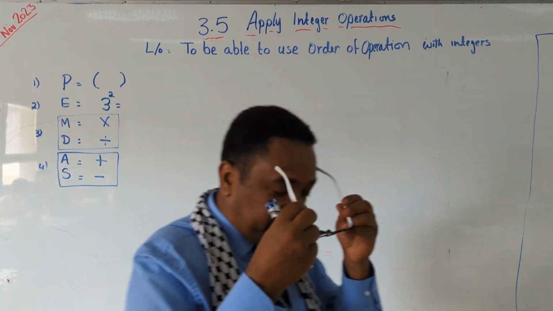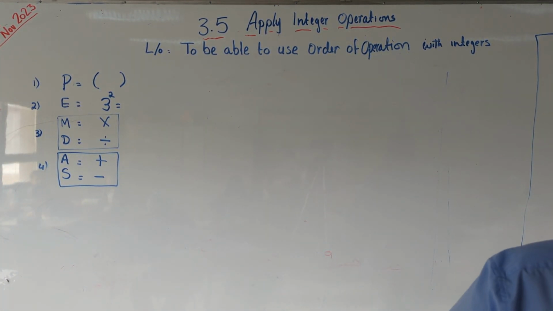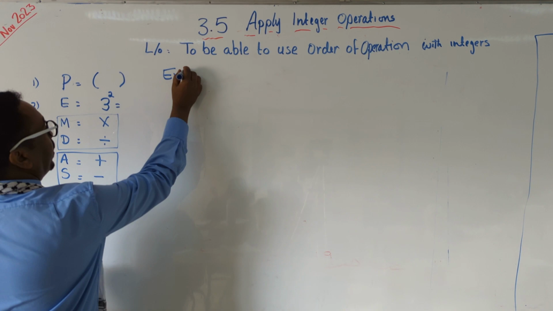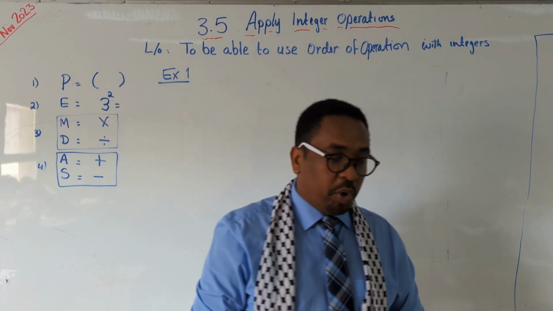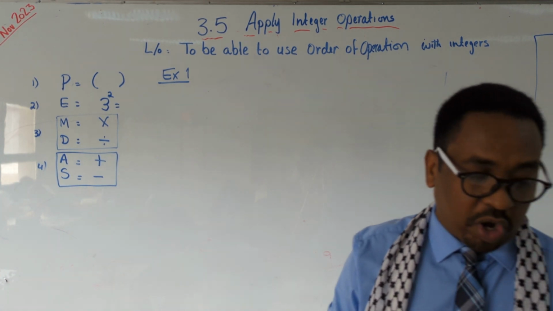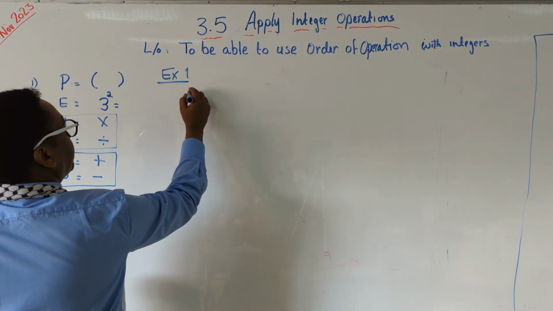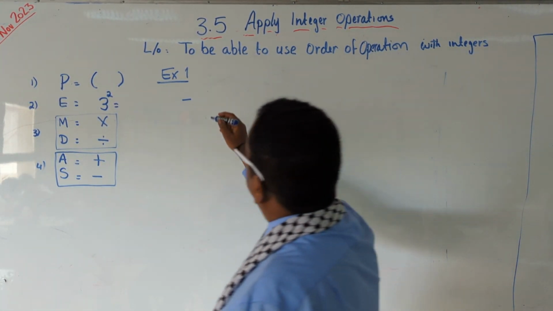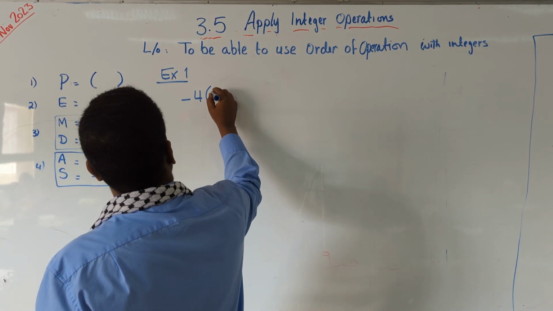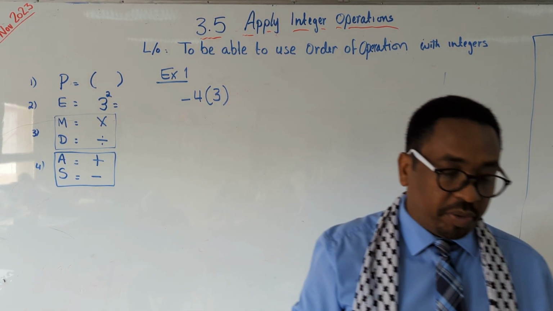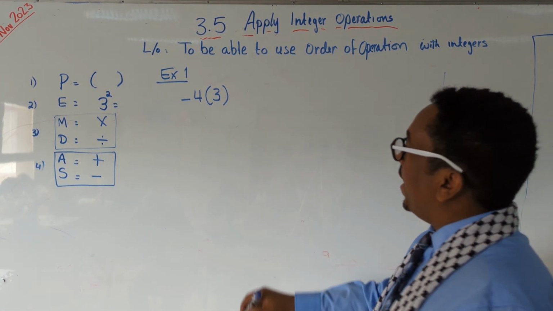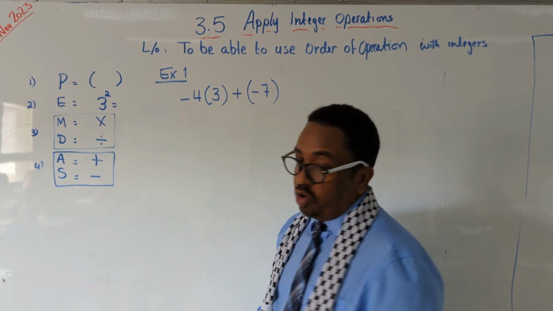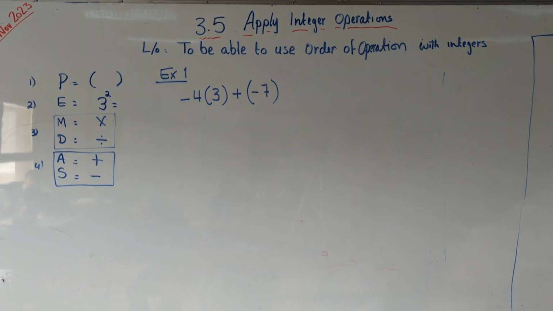So shall we use an example? Okay, let's start the first example. Can you write down example 1? I'm going to write the question, and then you're going to write down and work it out. Write negative 4, open bracket, 3, close the bracket, and then plus negative 7. How do we work this out?